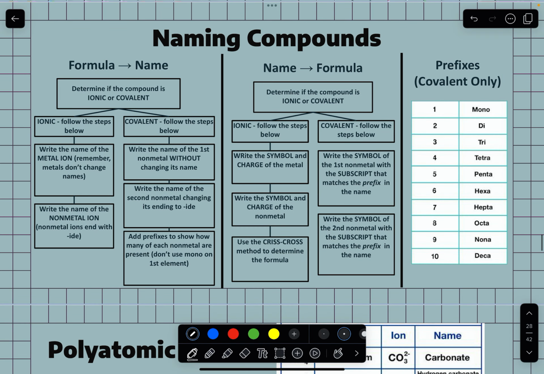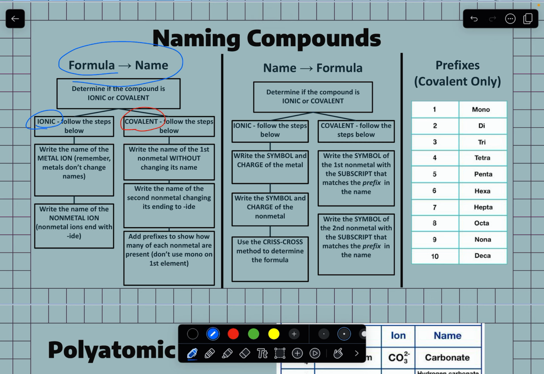Okay, so going on to naming, right? Remember, we can go from the formula to the name, or from the name to the formula. If you're in advanced, you saw the same table. On-ramps, I don't know exactly how you're taught naming and writing formulas, but essentially it's going to be the same rules, right? So on this first group here, from the formula to name, we're going to follow the left side if it's ionic, the right side if it's covalent.